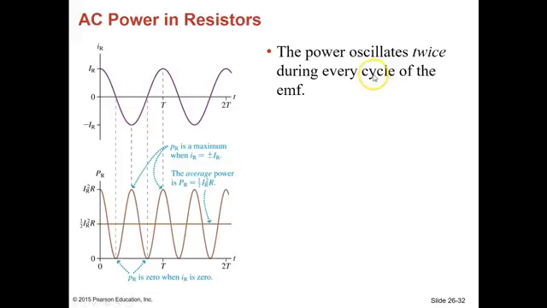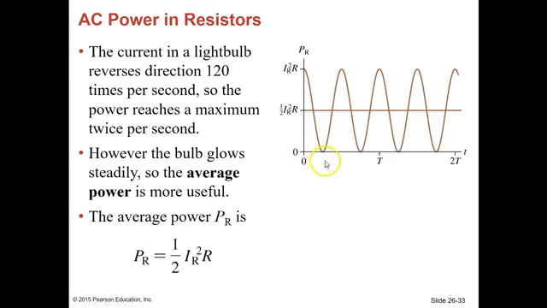So the power oscillates twice during every cycle of EMF. You'll notice that during one cycle of EMF, so this would be one cycle right here, we'll see that this actually goes through 2 cycles as it goes through. So that's another one of those things that you just have to learn to recognize on the graphs for alternating current. The current in a light bulb reverses direction 120 times per second, so the power reaches a maximum twice per cycle.